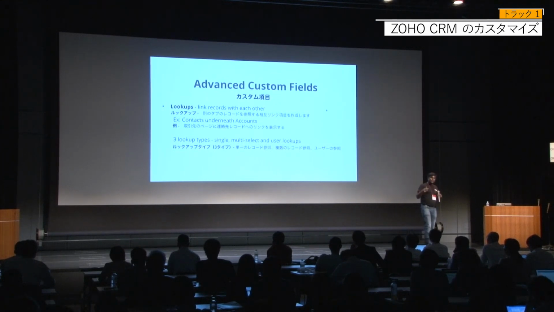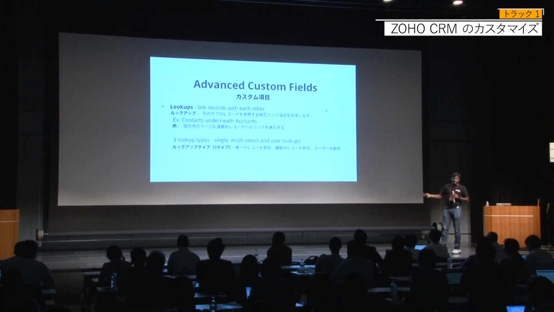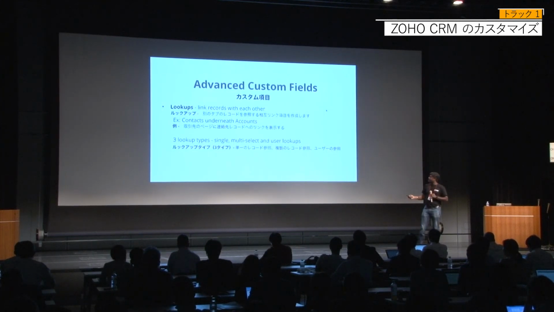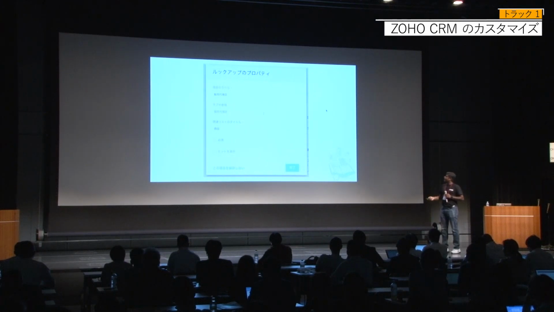The next one would be lookup fields, where lookup fields are used to relate one record to another record. Three types of lookup fields are available. A one-to-one lookup field, which is a single lookup field. A many-to-many lookup field, where you're associating multiple records to a specific record. So you have a multi-select lookup field and also a user lookup field in case you have 2 or 3 different owners for a specific record.